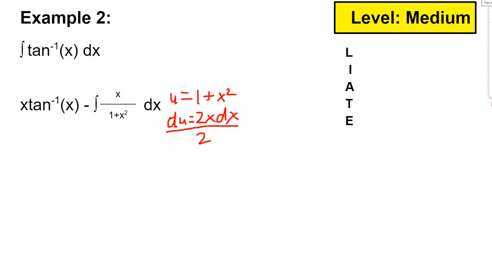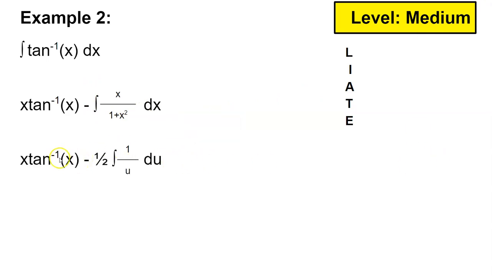So what this ends up turning into when you use u-substitution is x times tan inverse of x minus half. That's where the division by 2 happens. Half of the integral of 1 over u du. And we switched our variable, so we also have to switch the dx to du, and then from here 1 over u is the same thing as u to the negative first power, which, if you know that integration rule, is just ln of that variable. So x times tan inverse of x minus half of ln of the absolute value of u plus c.